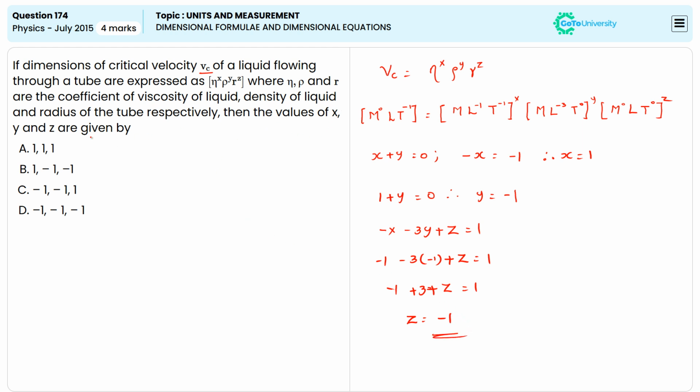The values of x, y and z are 1, minus 1, minus 1. This we can see in option B. Option B is the right answer here.